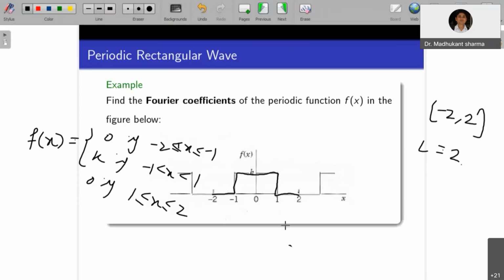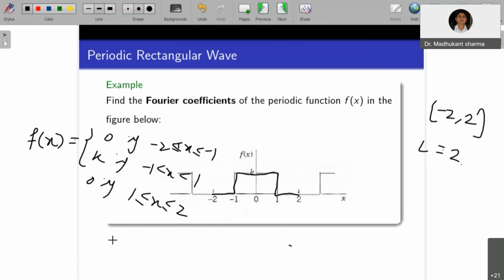So it is periodic. We can verify those conditions: it is piecewise continuous and has finitely many extremum points. Also, inside every interval it is differentiable, and at the endpoints it has a left-hand derivative and a right-hand derivative, and so on. So all those conditions are true here, and it has the Fourier series representation.